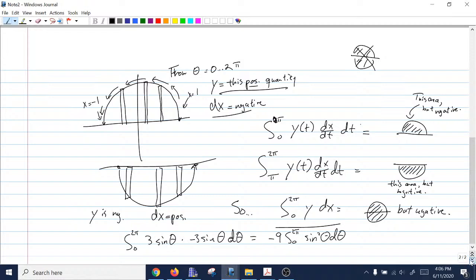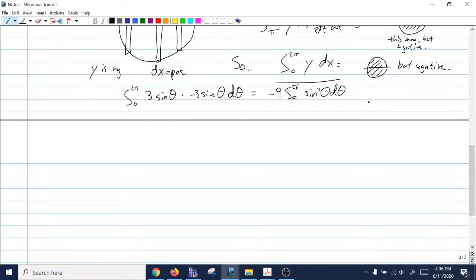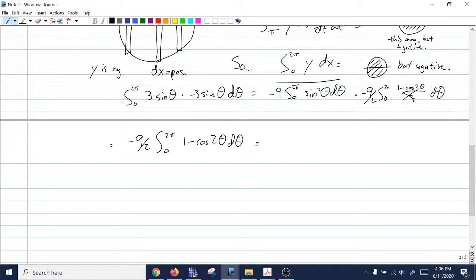How do you integrate that? You integrate sine squared using that trig identity: negative 9 integral from 0 to 2 pi. It's (1 minus cosine 2 theta) over 2. Let's move the over 2 outside. I have negative 9 halves, integral from 0 to 2 pi of 1 minus cosine 2 theta d theta. Should have been a d theta here.